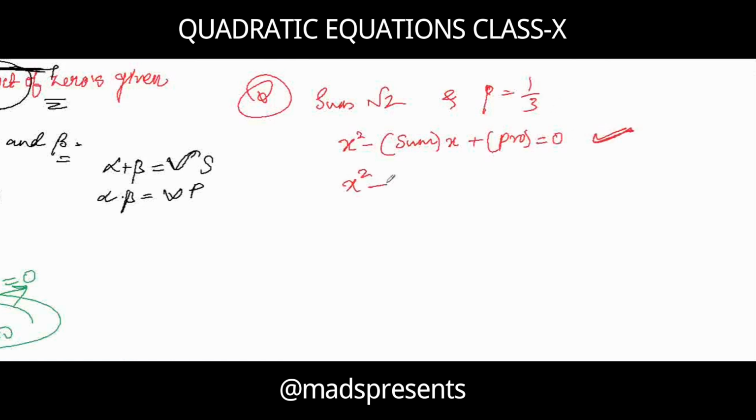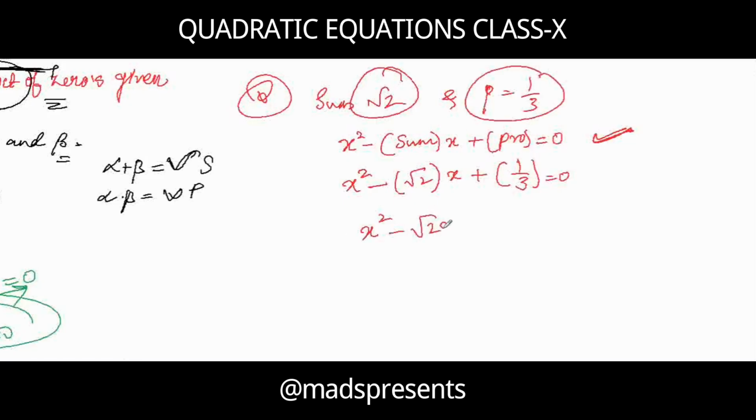So x square here, sum is directly given, so just put it in the place of sum. Substitute. Product is given as 1 by 3. Now see, sum is given, product is given, just replace there. So x square minus root 2x plus 1 by 3 is equal to 0. And you can simplify further by taking the LCM.